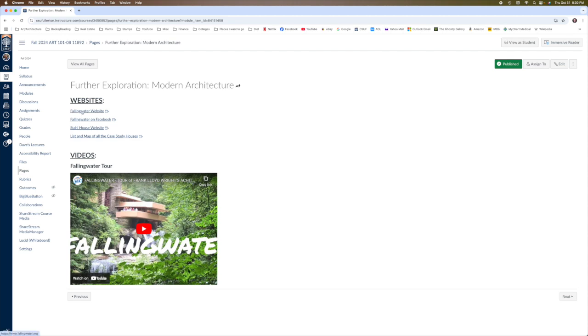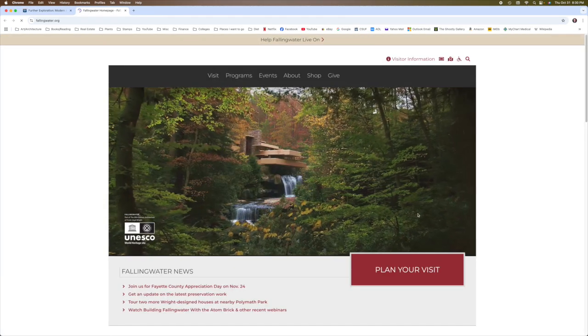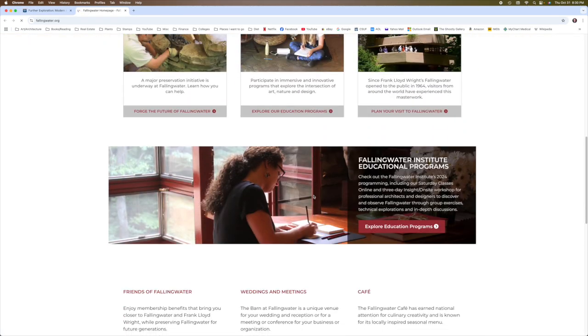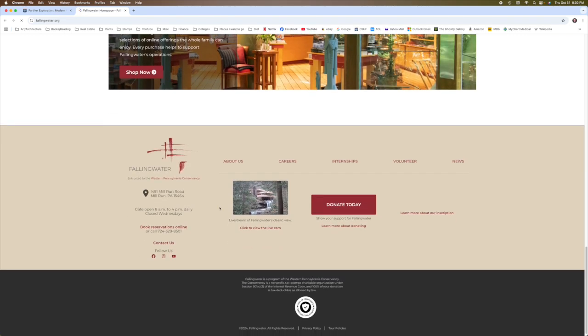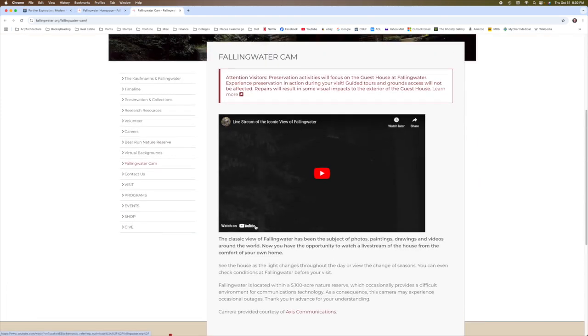I also have a link to the Fallingwater website, which is really cool, and I'm going to show you something real quick. Unfortunately, I'm recording this now at night, so it's not going to be as super cool, but Fallingwater has a Fallingwater camera, and you can just click on it, and you can see the live building.